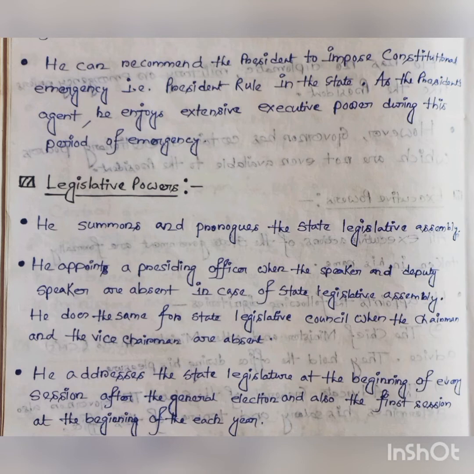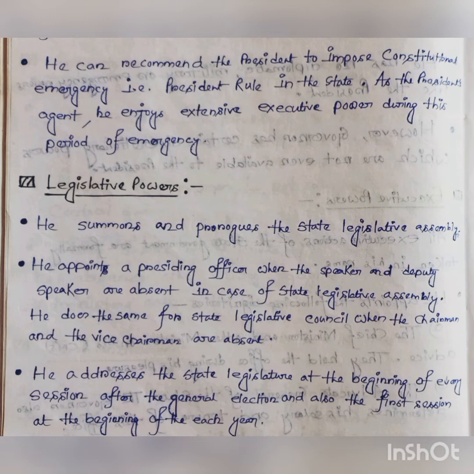Next, legislative power of the Governor. He summons and prorogues the state legislative assembly. Next point, he appoints a presiding officer when the Speaker and the Deputy Speaker are absent in the state legislative assembly, the lower house of the state, and he does the same for the state legislative council, the upper house of the state, when the chairman and the vice chairman are absent.